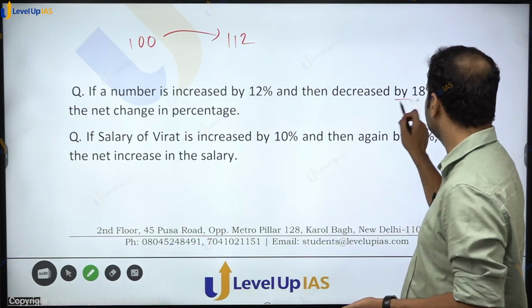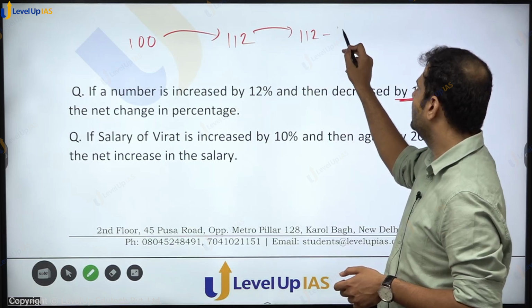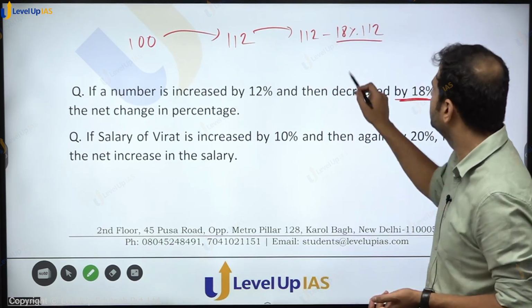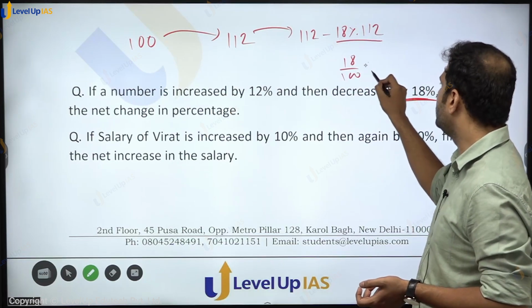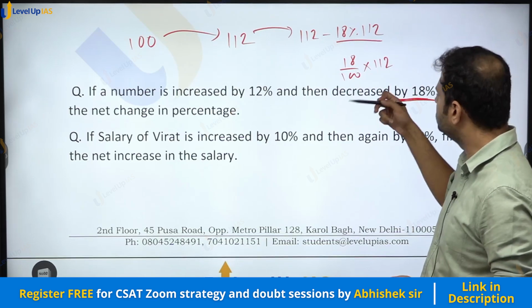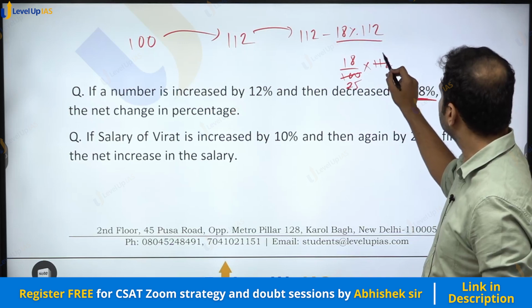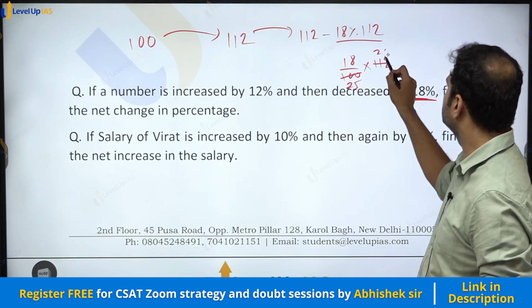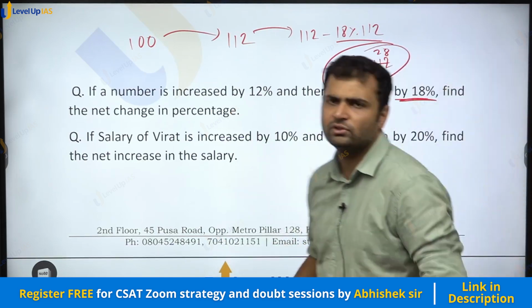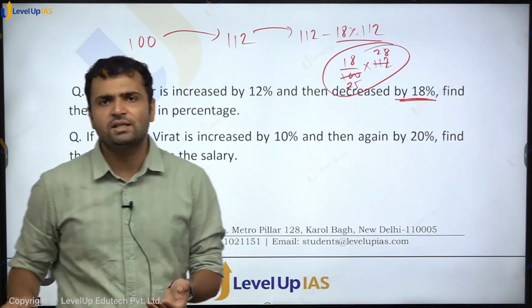Now this is decreased by 18%. 18% decrease means what happens? 112 minus 18% of 112. 18% of 112 you can calculate. What is it? 18 by 100 into 112. So we can divide by 4, so it will become 28 by 25. You can calculate this number now because I have given some random numbers. The answer is not very easy, but UPSC will give you quantities such that the answer is easy.